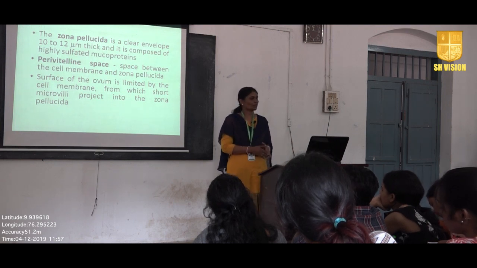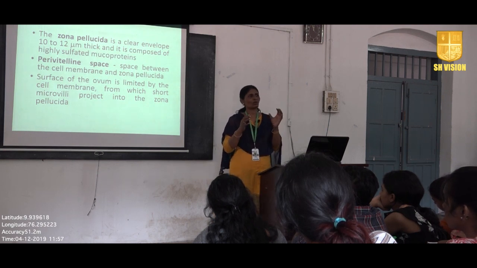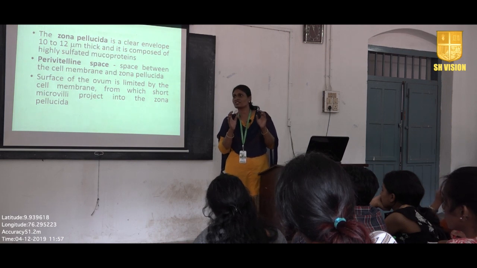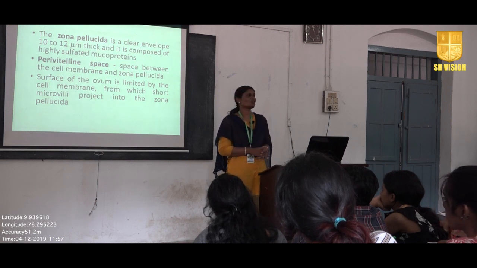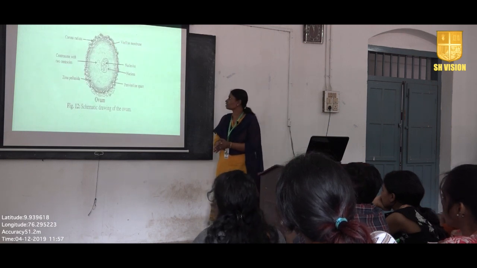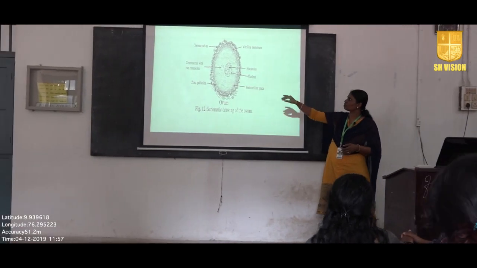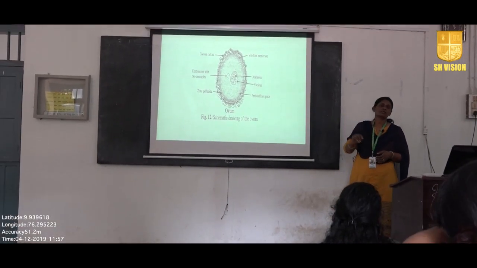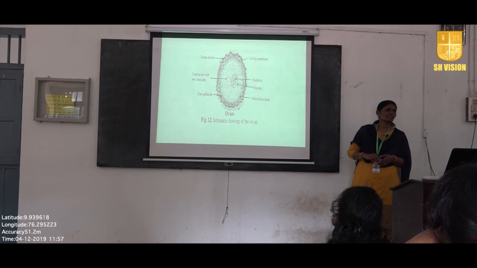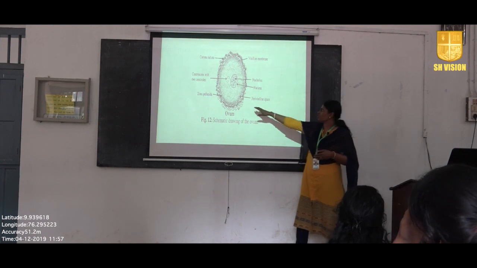And this ovum is covered, in addition to the basic structures of a cell, by a few membranes, such as the zona pellucida. You could see the structure. This is the structure of the ovum, which has a nucleus, a nucleolus, as well as a cytoplasm, and it has a cell membrane. A cell membrane is present, and that's the basic structure.